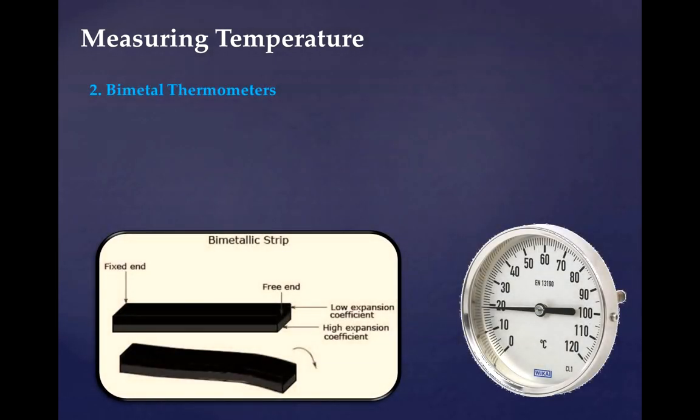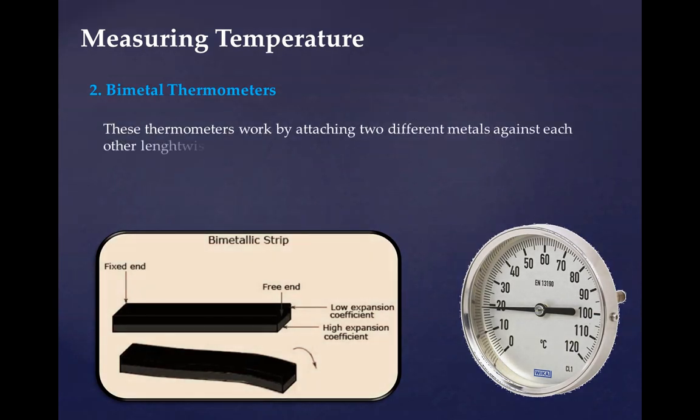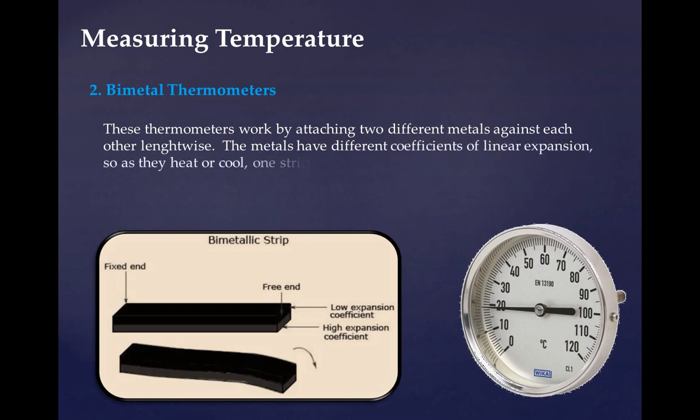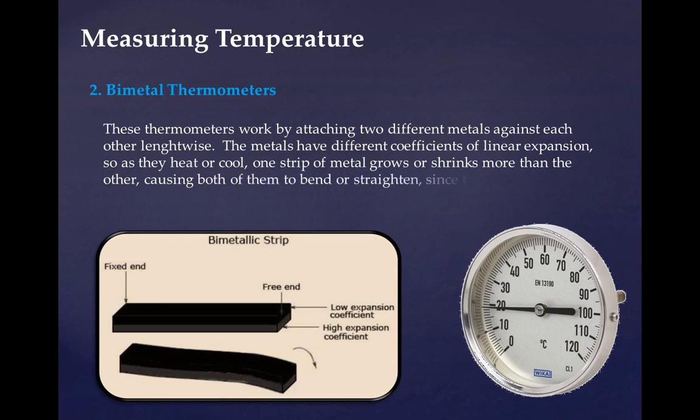Bimetal thermometers. These thermometers work by attaching 2 different metals against each other lengthwise. The metals have different coefficients of linear expansion, so that when they heat or cool, one strip of metal grows or shrinks more than the other, causing both of them to bend or straighten, since they are rigidly affixed to each other.